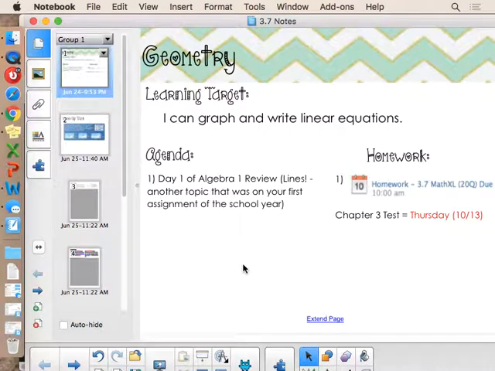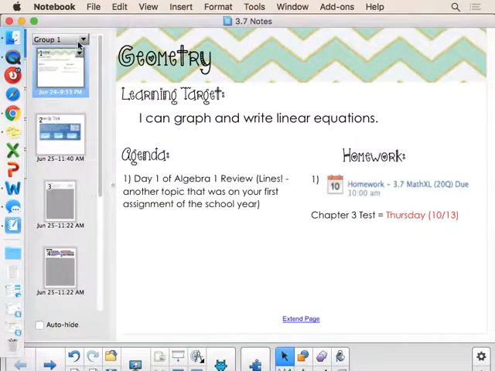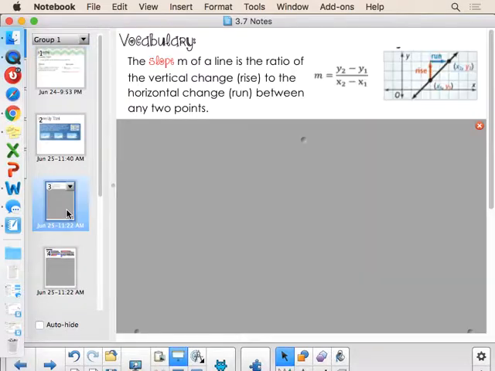Our lesson on 3.7 is the first full return to Algebra 1 topics. Today's focus is graphing and writing the equations of lines. If you are interested in doing your Math Excel for this section, you're also more than welcome to after completing our lesson. Here's our first topic.